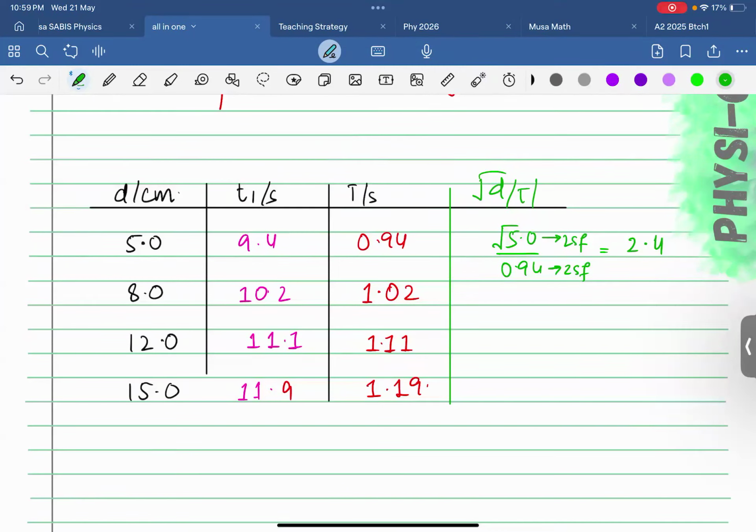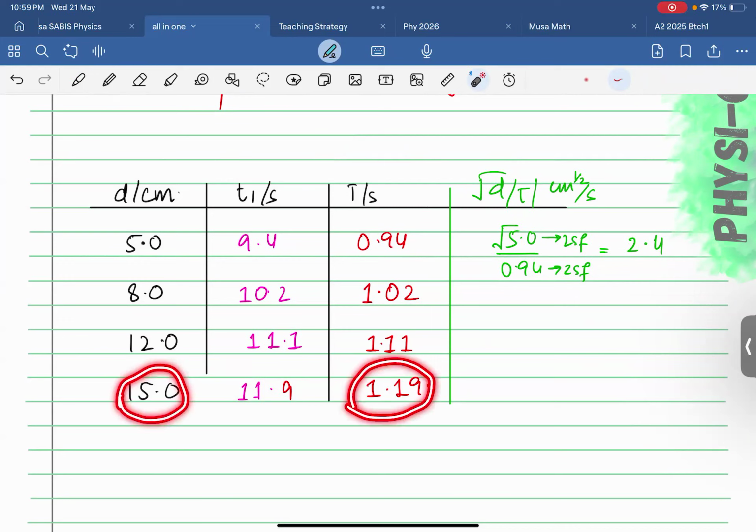You have to put the units, centimeter to the power 1 over 2 divided by time. Guys, that clear? This is the first rule that we applied. If you have two quantities containing the same number of significant figures, then your answer should be in the same number of significant figures. Look at this quantity. In the last part, both are in three significant figures, so your quantity should also be in three significant figures.